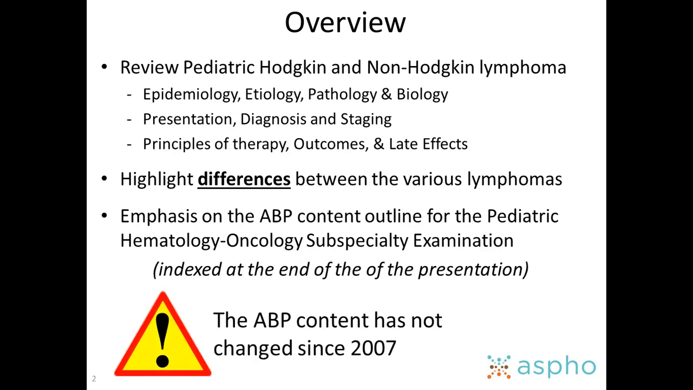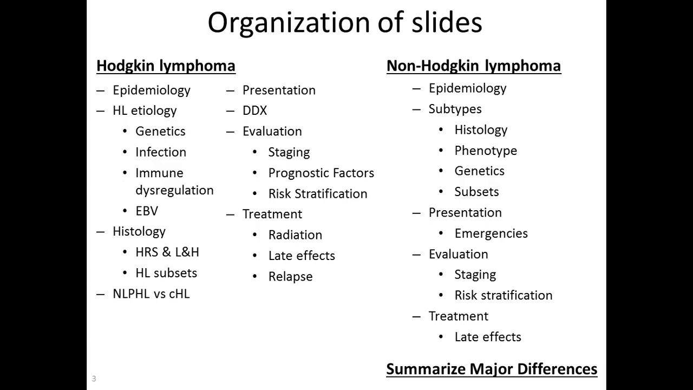Now, just a reminder, the ABP content specs haven't changed since at least 2007, so I will be slipping a couple things in that are 2017, but I'll highlight those as well. For your studies, this is how I organize the slides: Hodgkin lymphoma, then non-Hodgkin lymphoma, and then some cheat sheets to summarize the major differences at the end.